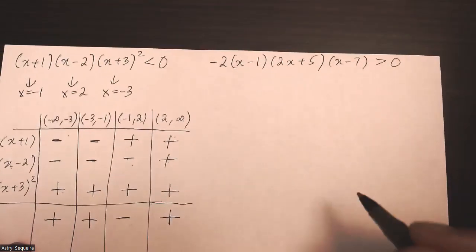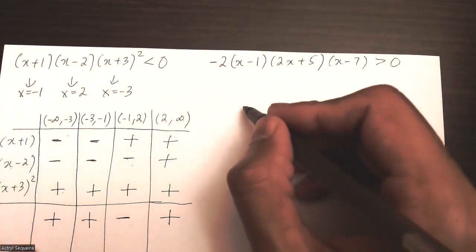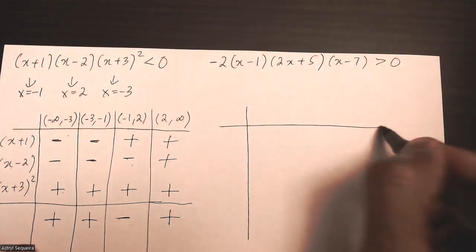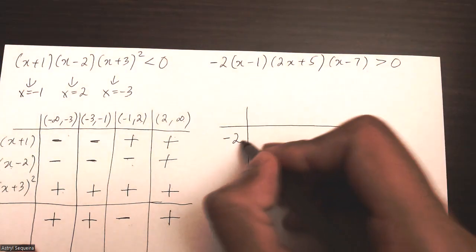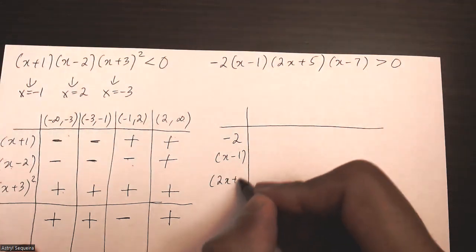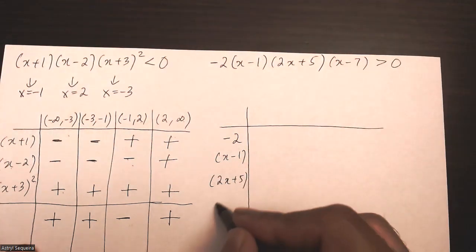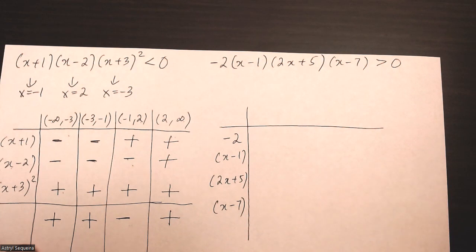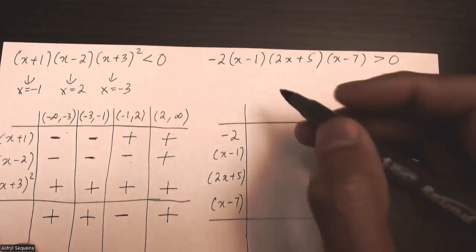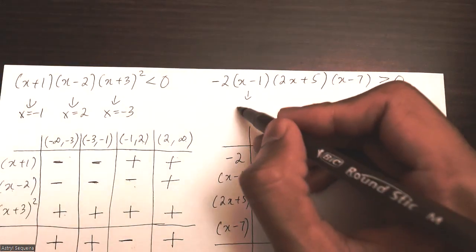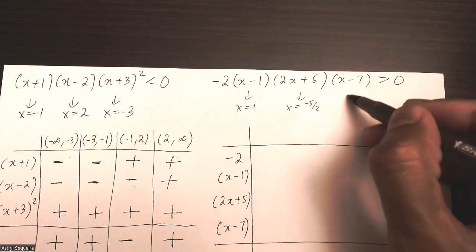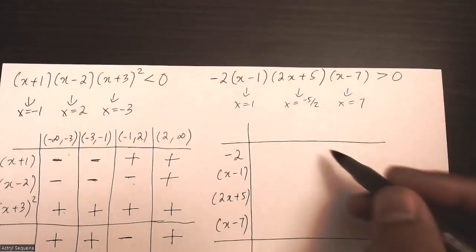Let's take a look at the second example over here. Then I'm going to do my first column. And the first thing I'll include there is -2. And I have x minus 1. Then I have 2x plus 5. And then I have x minus 7. I'll state my solutions here really quick. X equals 1, x equals -5/2, and x equals 7.